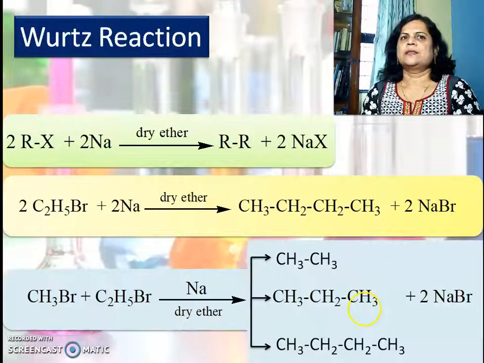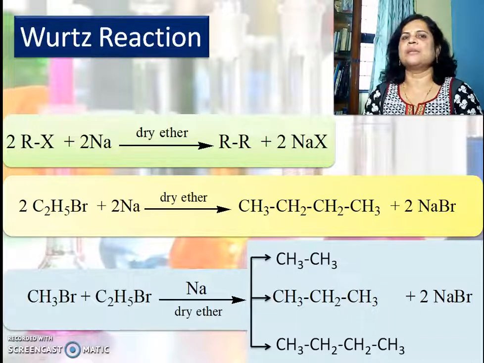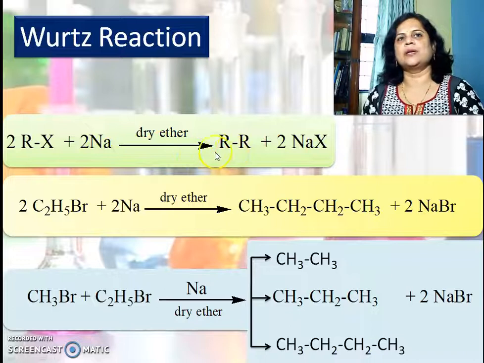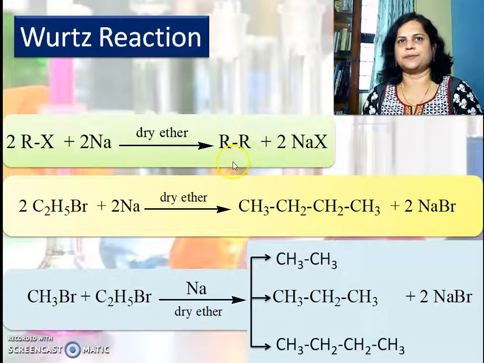Next reaction, that is the Wurtz reaction. Alkyl halide reacts with the metal sodium in the presence of dry ether. Now see what happened here: the halide group reacts with the metal sodium, formation of NaX, and two alkyl groups combine together, formation of alkane.